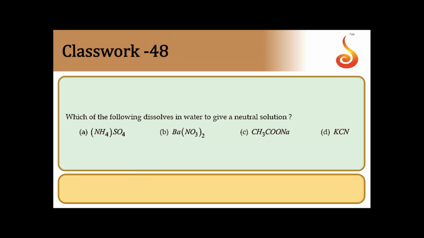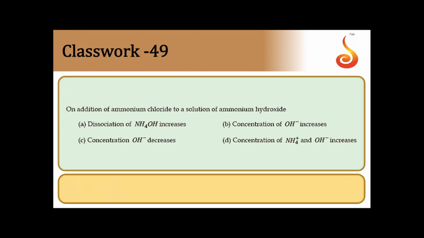Then 48. Which of the following dissolves in water to give a neutral solution? Salt of a strong base and a strong acid always gives rise to a neutral solution. Among all these options, barium nitrate is a salt of a strong acid and a strong base. It is a salt coming from barium hydroxide, a strong base, as well as HNO3, also a strong acid. Therefore, the salt solution will be neutral. So the option is B. So the answer is B.